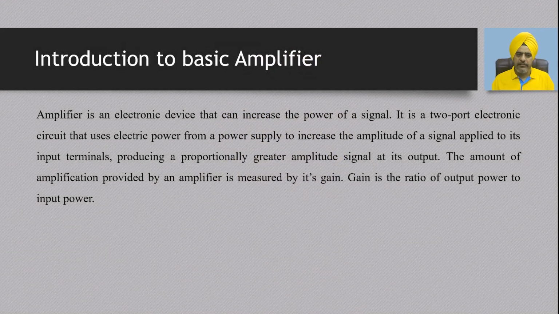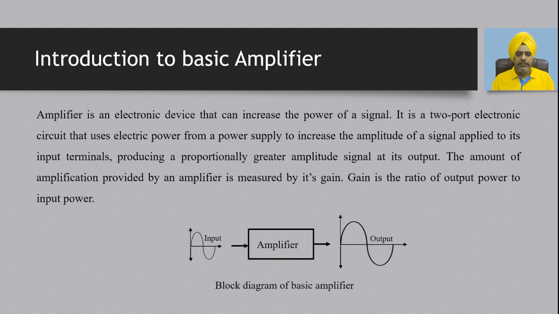An amplifier is an electronic device that can increase the power of a signal. It is a two-port electronic circuit that uses electric power from a power supply to increase the amplitude of a signal applied to its input terminals, thereby producing an output that is proportionally greater than the amplitude of the input signal. The amount of amplification provided by the amplifier is measured by its gain. That may be in the form of the ratio of output voltage, current, or power to input.